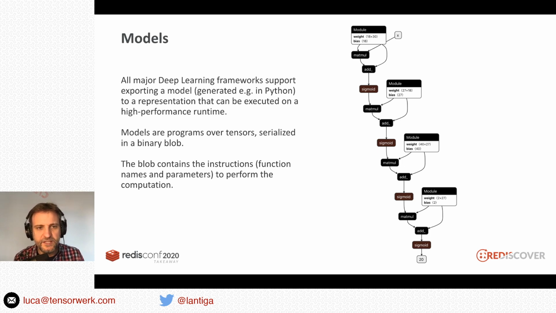So really, a deep learning model is a program over tensors that can be serialized and described in two pieces. One is the sequence of operations. In a way, it's like having a virtual machine with a very specific instruction set running it, and binary blobs representing the weights and biases and the parameters of the model. So you can have all this in one binary blob that you can develop on your hands as a data scientist, and then deploy as a DevOps on a high performance runtime.